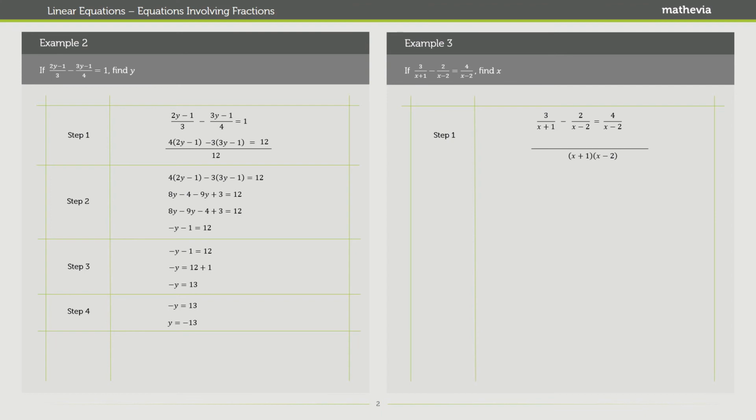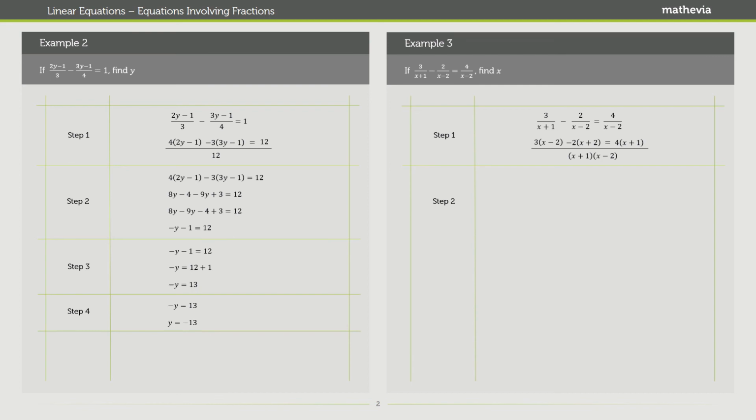x plus 1, x minus 2 divided by x plus 1 will give us x minus 2, multiplied by 3 would give us 3 multiplying x minus 2. x plus 1, x minus 2 divided by x minus 2 will leave us with x plus 1 multiplied by 2, and we have minus 2 multiplied by x plus 1. And then x plus 1, x minus 2 divided by x minus 2 would give us x plus 1, and we have that multiplied by 4.